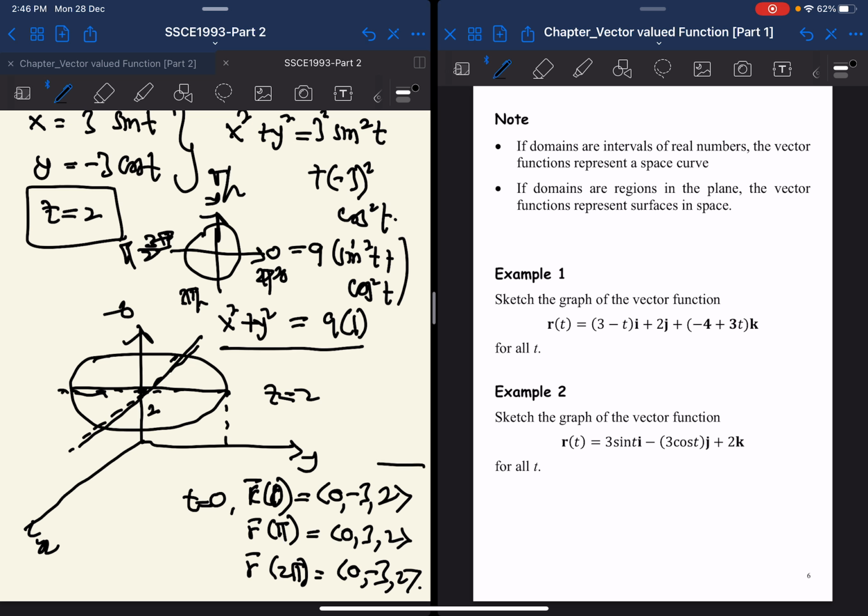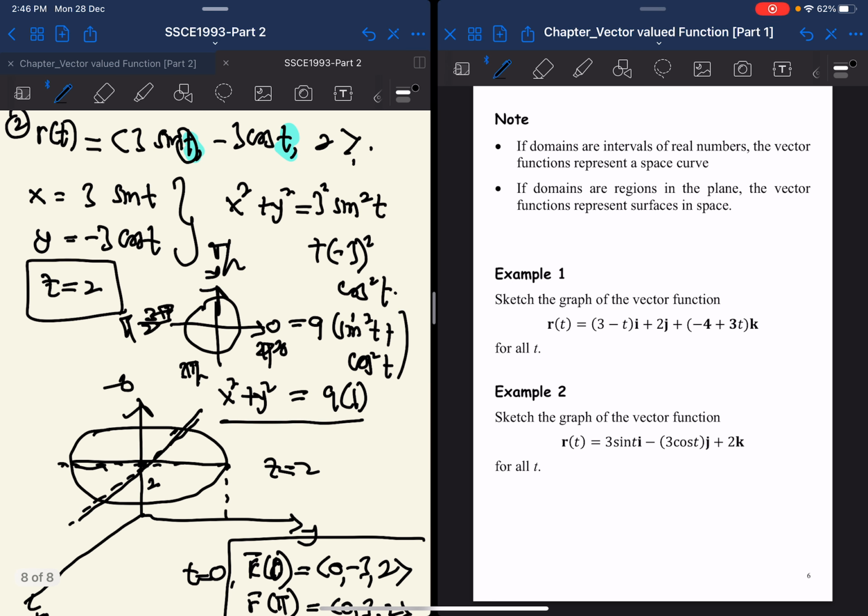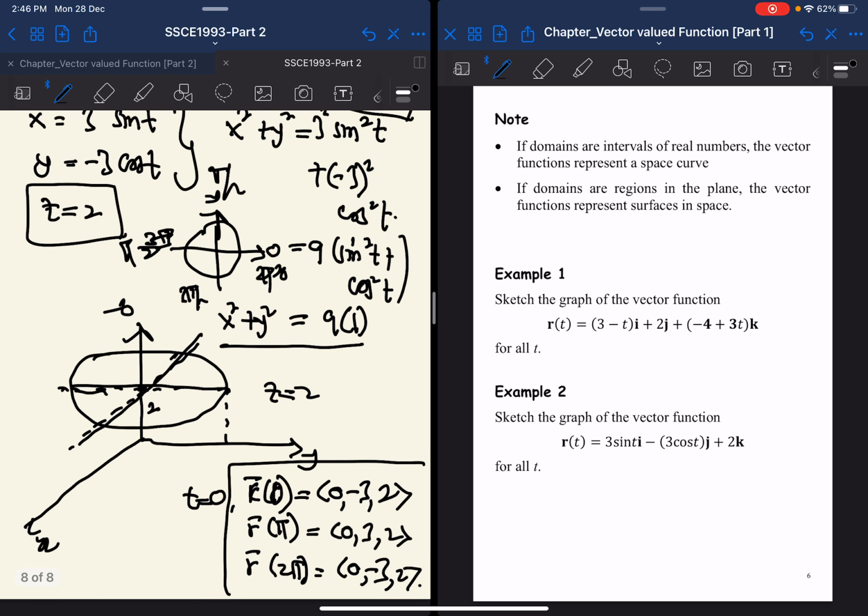Actually, the values of t depend on whether you want to choose 0, pi over 2, or 3 pi over 2 also can. Because from here we know that the domain for t should be between 0 and 2 pi, right? So you can choose any values of t.